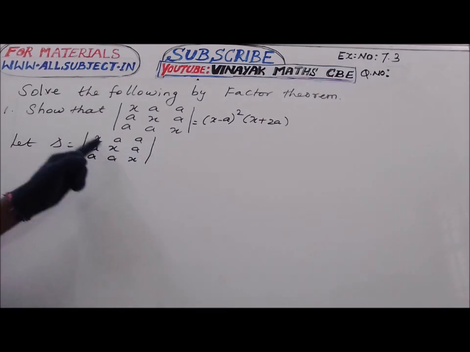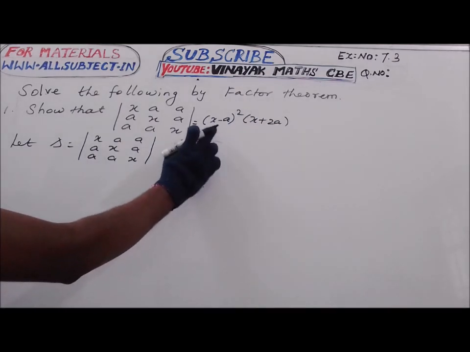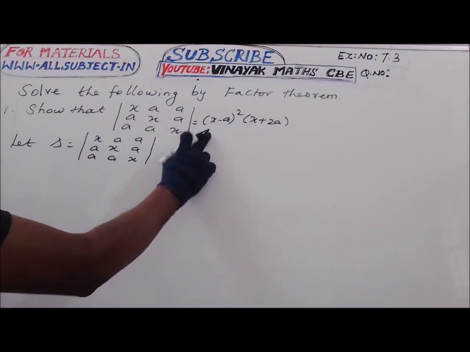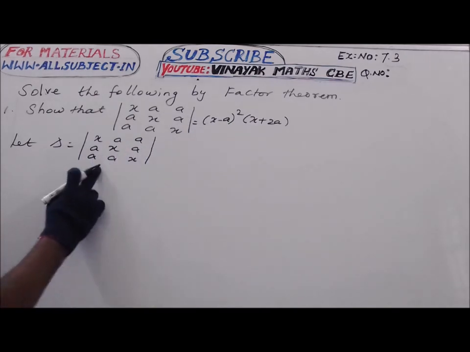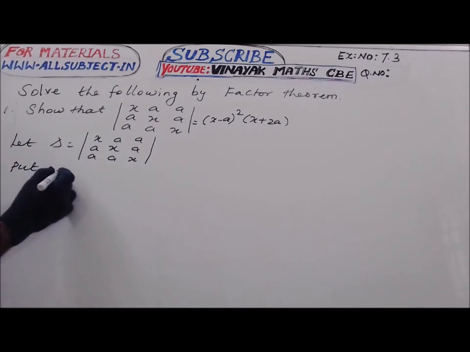Here, put x is equal to a in the delta, because (x minus a) whole square is a factor given. So substitute x is equal to a. If it is x minus a, it's a factor. x is equal to a is a solution. So substitute x is equal to a here. Put x is equal to a in delta.